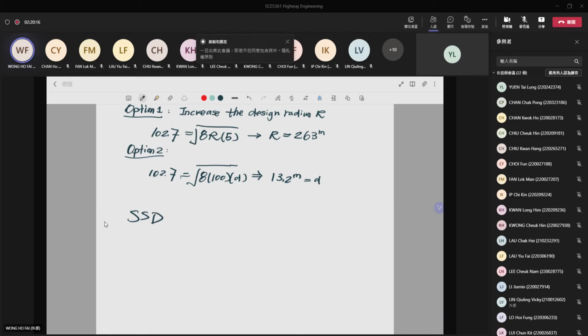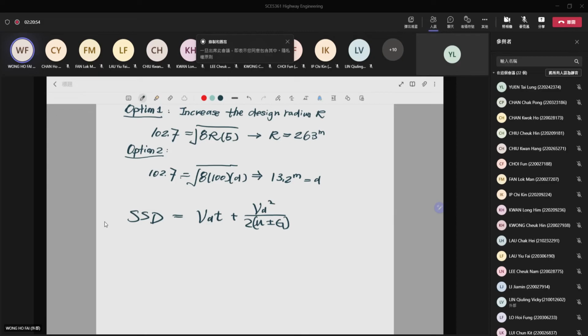SSD, you know that it is equal to VD times T plus VD squared over 2 mu G, right? And for the 2 mu G, we have plus or minus G here. And right now, you know that we have plus or minus. Now you can be going up the hill or going down the hill. Actually, we will use a more conservative distance for our design.